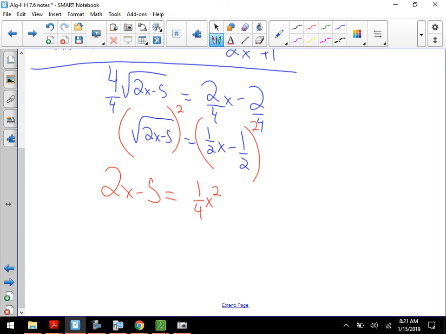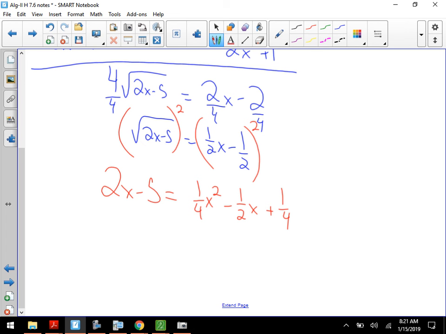Follow the pattern. Remember, we multiply the two together. What's 1/2 x times negative 1/2? Negative 1/4. Double it. You get negative half. No, you're not multiplying by half, you're doubling. So it'd be 2 times the negative 1/4. So we get the negative 1/2 x. Negative 1/2 times negative 1/2 becomes positive 1/4. Okay?